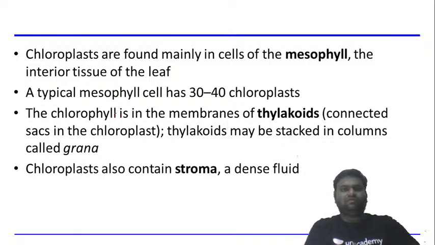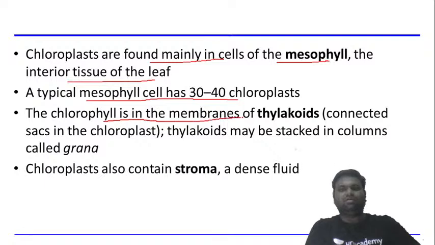Chloroplasts are found mainly in cells of the mesophyll, the interior tissue of the leaf. A typical mesophyll cell has 30 to 40 chloroplasts. The chlorophyll is in the membrane of thylakoids that are connected sacs in the chloroplast, and the thylakoids may be stacked in columns called grana. Chloroplast also contains stroma, which is a dense fluid.